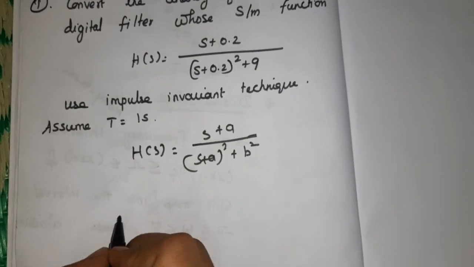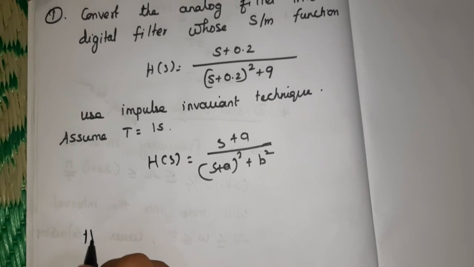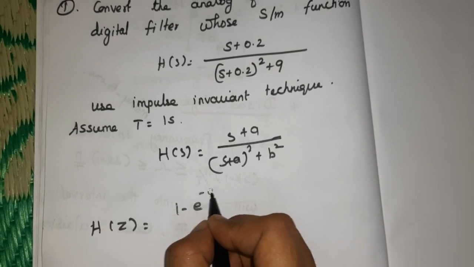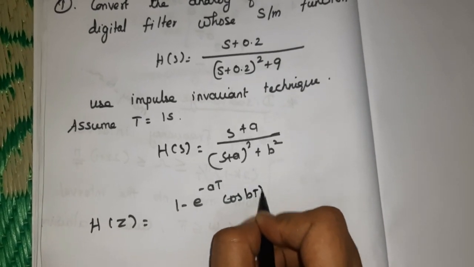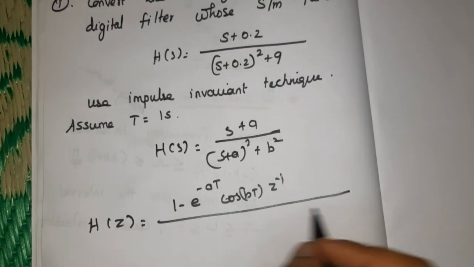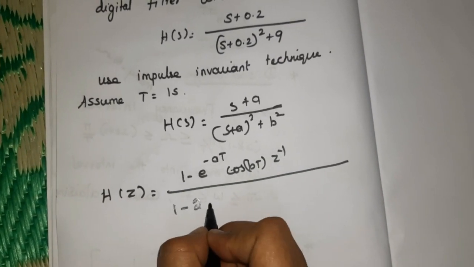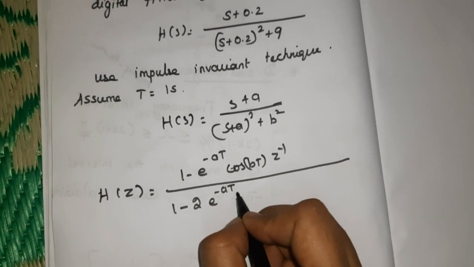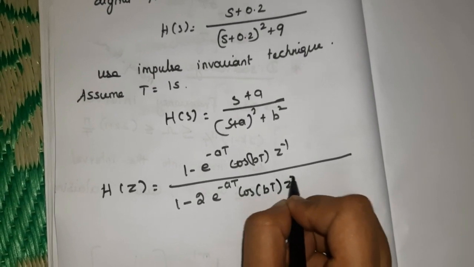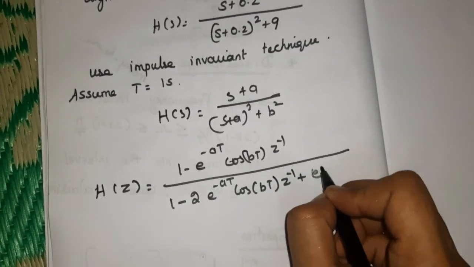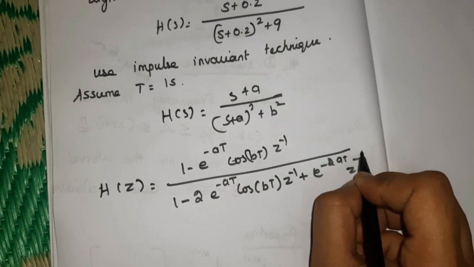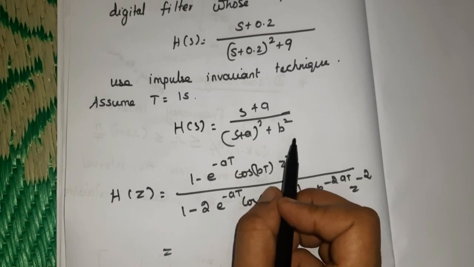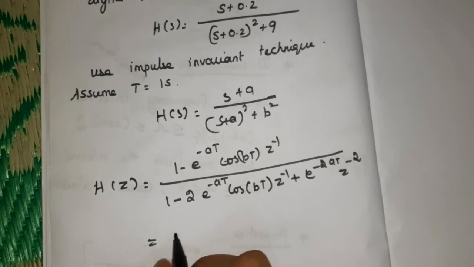b square. So we know the formula, that is H of z is equal to 1 minus e power minus aT cos bT z power minus 1 divided by 1 minus 2 e power minus aT cos bT z power minus 1 plus e power minus 2aT z power minus 2. So put all the values here. a is 0.2, b is 3. So put all the values in this equation.